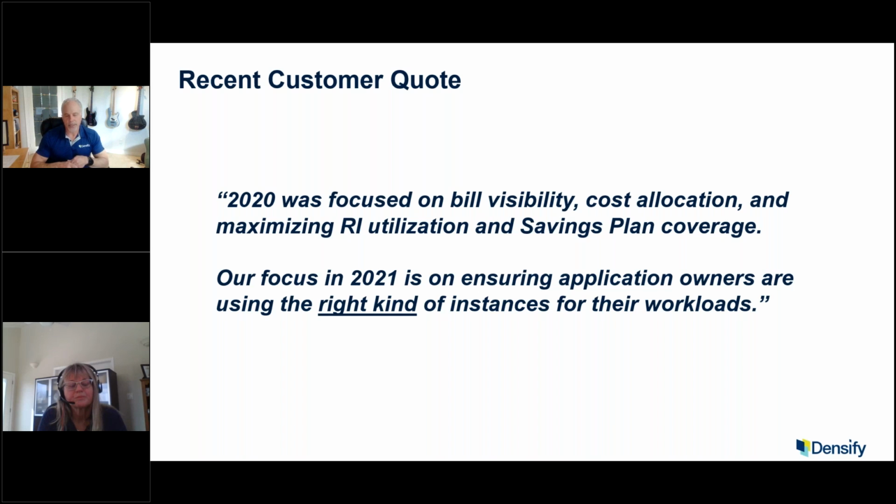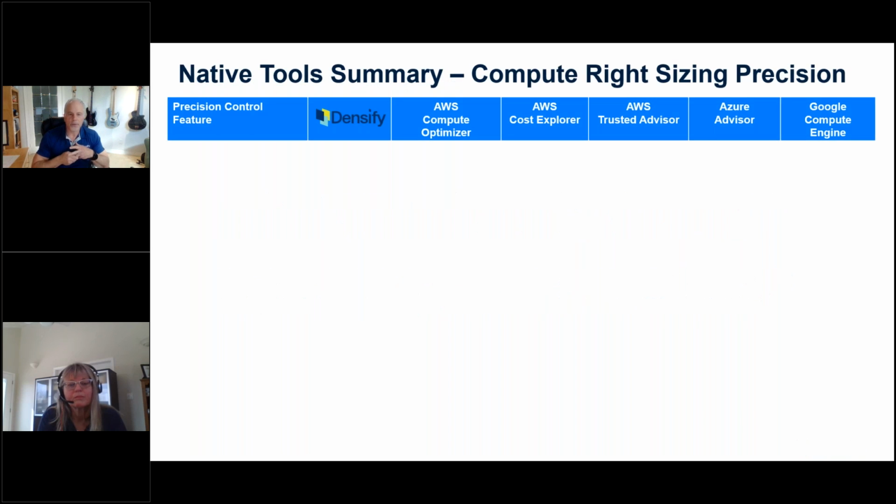So let's take that particular focus and move into looking at the native tools and how they would help you actually make right sizing decisions on your compute, and mainly focus at this point on infrastructure as a service. So your database services, your EC2, your VMs, your Google Compute Engines, those kinds of things, and containers as well. We'll talk about that too. So if I take the first view, and again, we've got what's the feature, we've got Densify, and then the 5 different tools I spoke about a few slides ago. How well do we do?